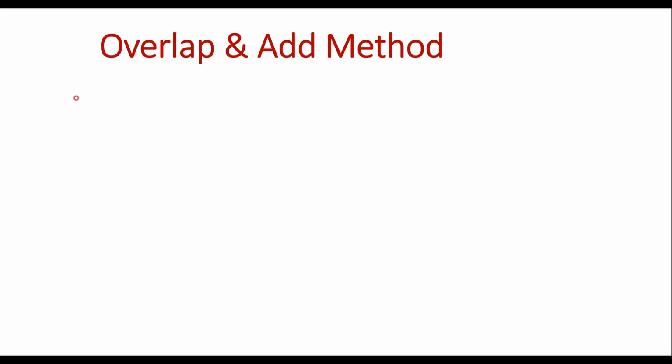In this video, we'll take overlap and add method. Overlap and add method is another method to perform a linear convolution between two sequences where one sequence is of finite length and another sequence is of infinite length. Here infinite length in the sense it will be having long sequence. Now let's see the procedure to perform linear convolution between two sequences using overlap and add method.